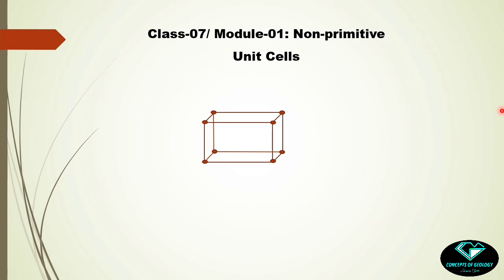In the last class we discussed the 7 crystal systems. Crystal system means a group of crystals that possess unit cells having a common shape, for example, a cube or a hexagon. We saw there were only 7 shapes possible in 3 dimensions, and accordingly we have 7 crystal systems.